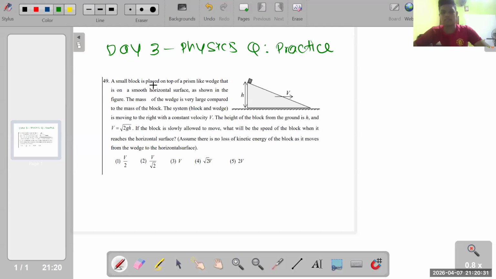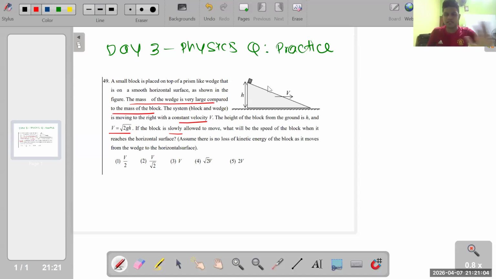A small block is placed on top of a prism-like wedge that is on a smooth horizontal surface, as shown in the figure. The mass of the wedge is very large compared to the mass of the block. The system is moving right with a constant velocity of v. The height of the block is h, and the velocity is square root 2gh. If the block is slowly allowed to move, what will be the speed of the block when it reaches the horizontal surface?